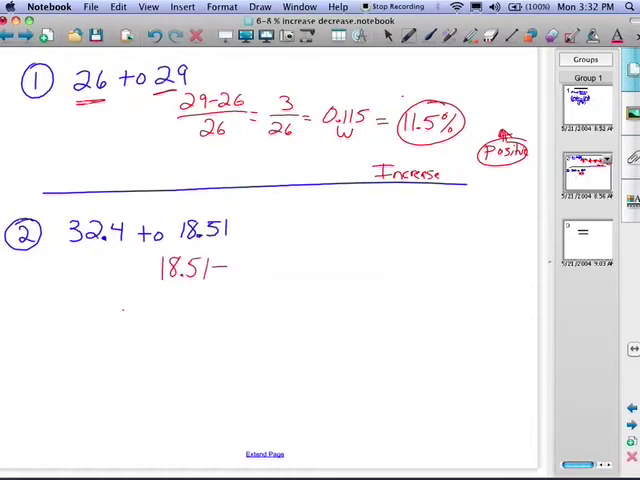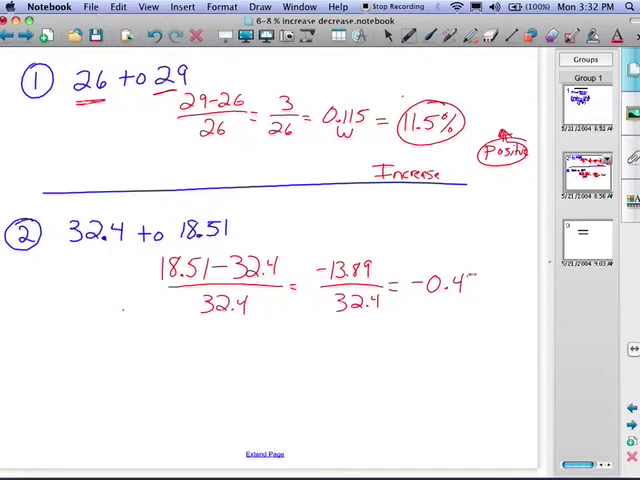18.51, the second number minus the first number, divided by the first number. When we simplify, I get negative 13.89. There's the negative. Divided by 32.4. When I type into a calculator, negative 13.89 divided by 32.4, I get 0.429, and it's negative. I move my decimal point over 2 spaces to get a negative 42.9%.